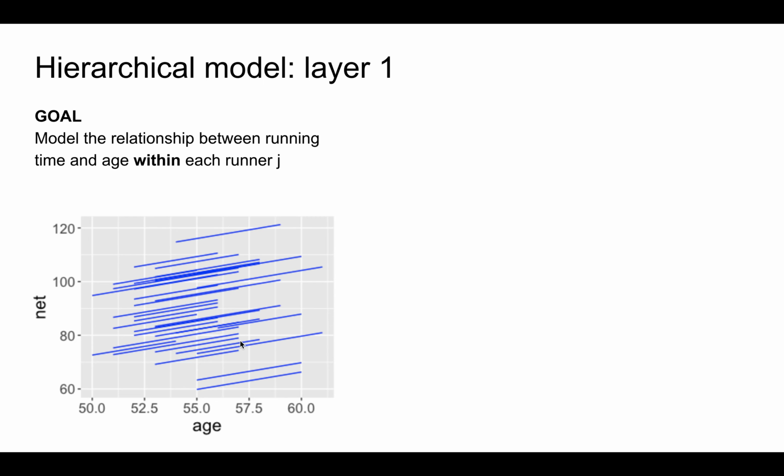So our different intercepts allow us to assume that different runners might be faster than others, but the shared slope indicates our assumption that they are going to slow down or change at the same rate over time. As such, our layer 1 model can be expressed as follows. For each runner j, running times y are normally distributed around the regression model beta 0j plus beta 1x with standard deviation sigma y. Let's zoom in on the parameters in this model.